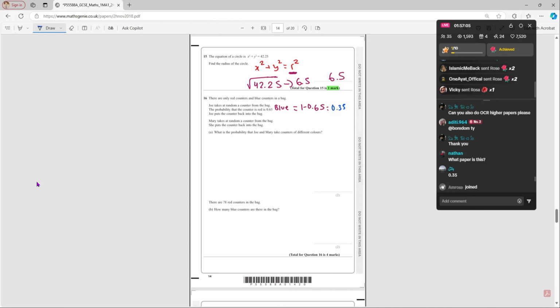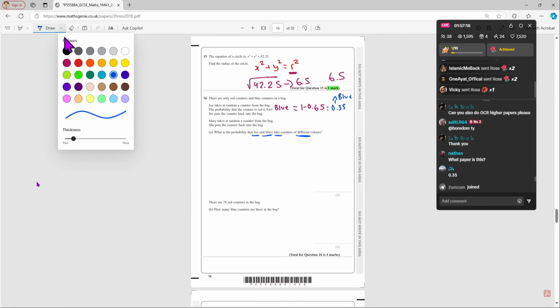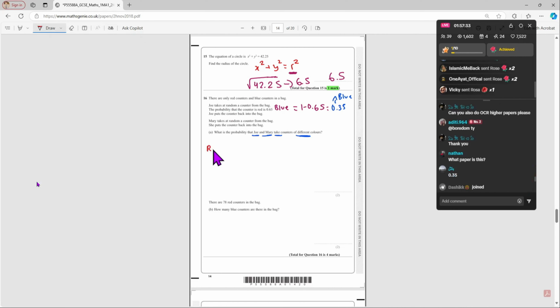So now, once you have worked out the probability for the blue counter, it says you have to work out the probability that Joe and Mary take different colors. If they take different colors, we know that they take a counter 2 times, right? So it's going to be red and blue, red and blue.